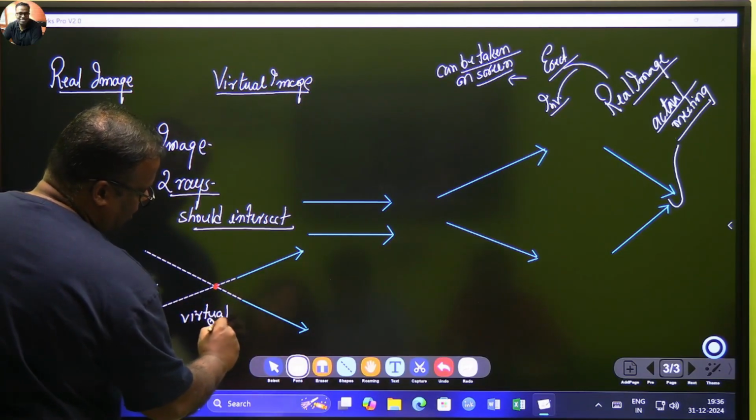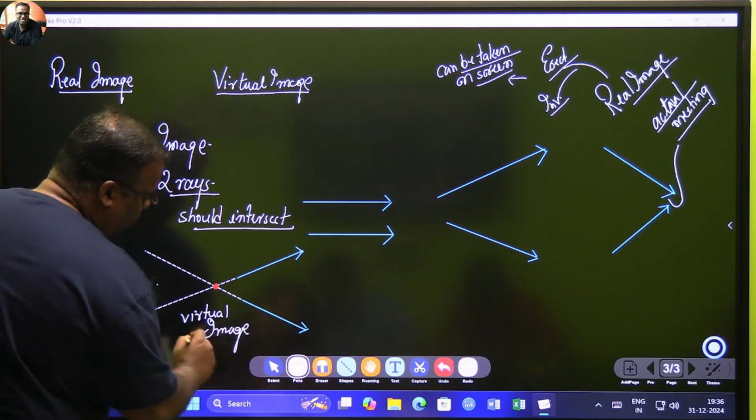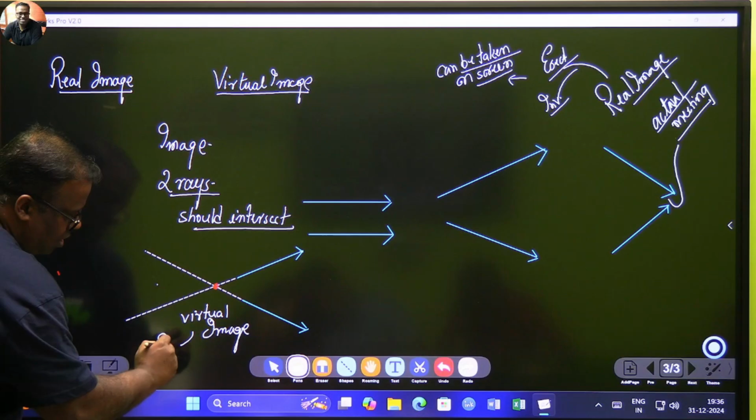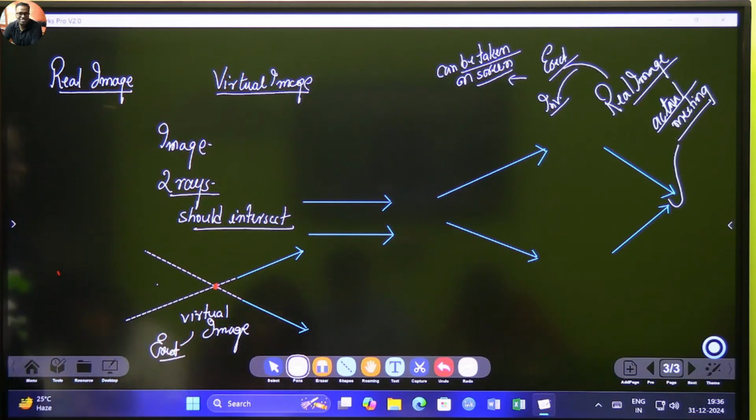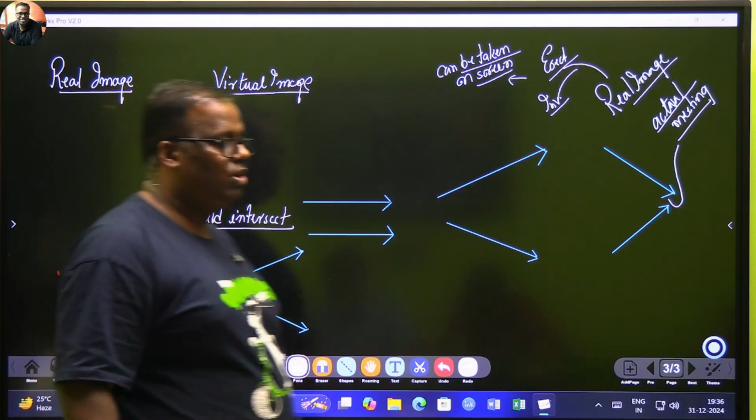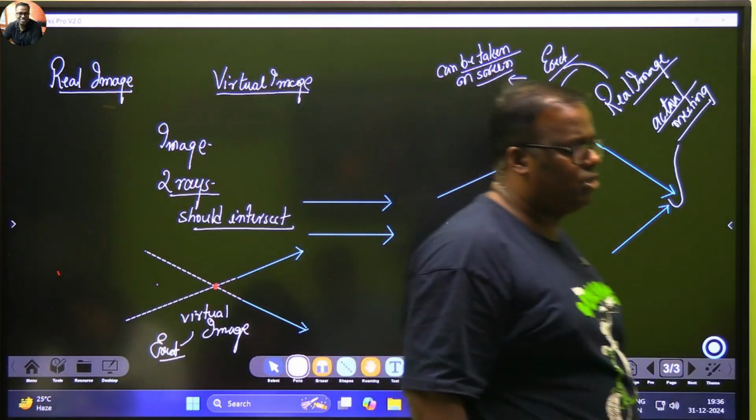This is a virtual image. A virtual image, usually we always see erect virtual images. So you'll get an erect virtual image. It can be big, it can be small, anything.